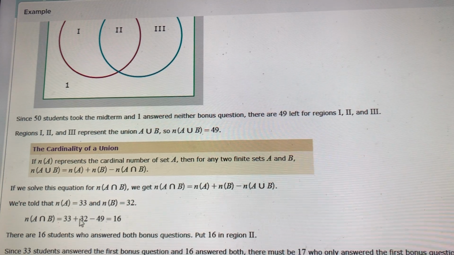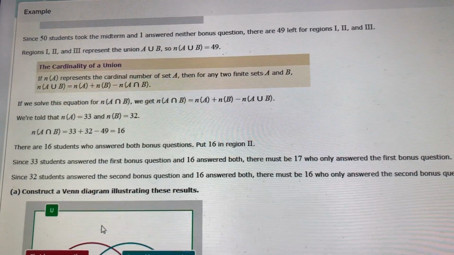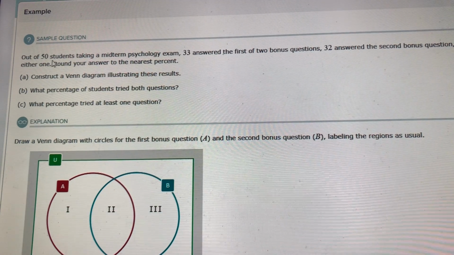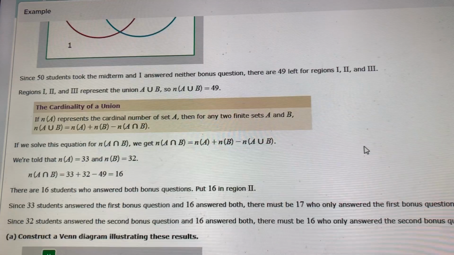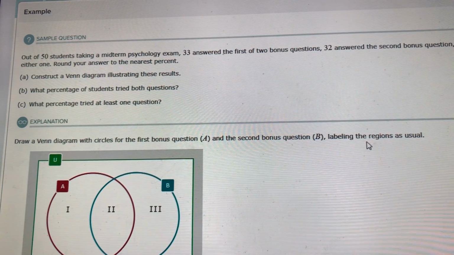So if you add that up and subtract the total. No, that's the both. 17. Where's their problem? 50 students, 33 and 32. 33, 32. And minus the 1 from the total.